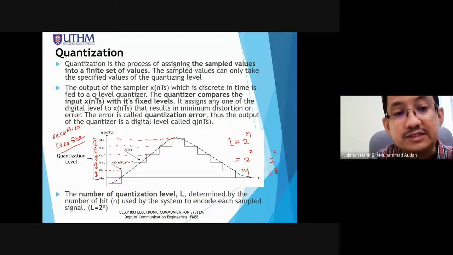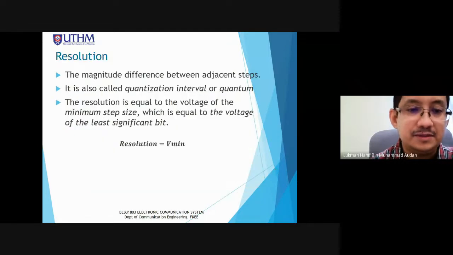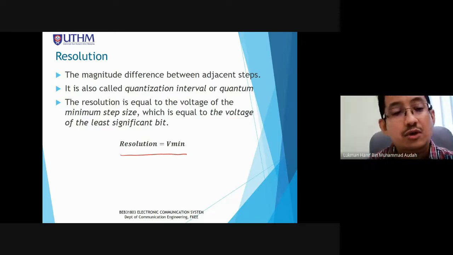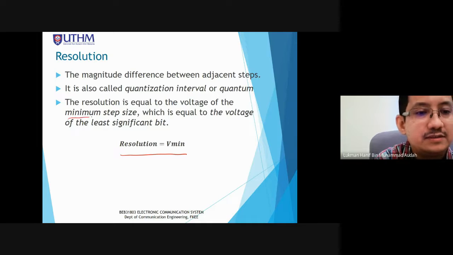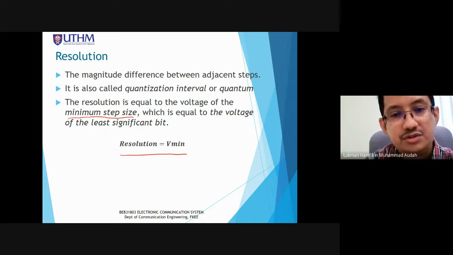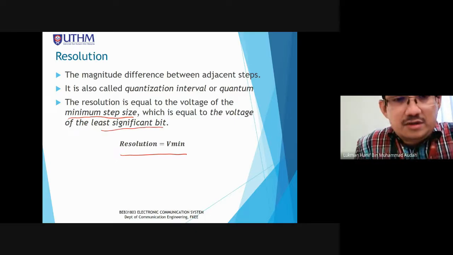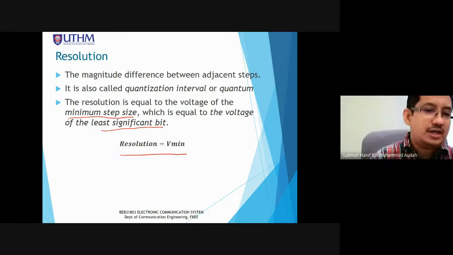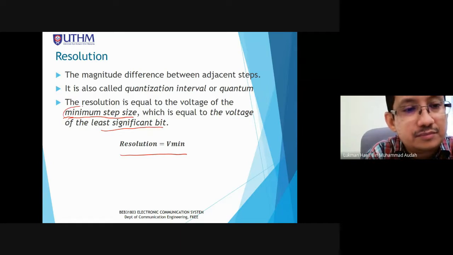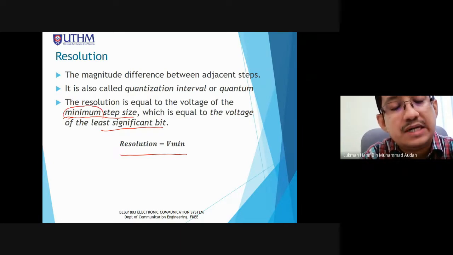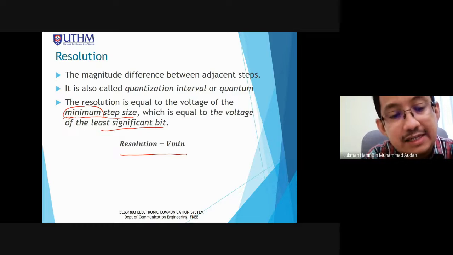So macam mana nak tentukan step size? Nanti kita akan belajar. Okay, ini dia. Resolution is equal to the minimum, equal to V min, or what we call as the minimum step size. Okay, which is equal to the voltage of the least significant bit. Ini apa ni? So, kenapa dia ada perkataan minimum di sini? Kenapa ada perkataan minimum? Okay, so resolution menggambarkan step size yang paling kecil.